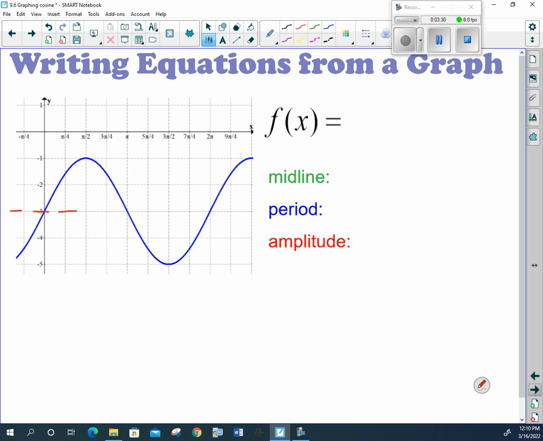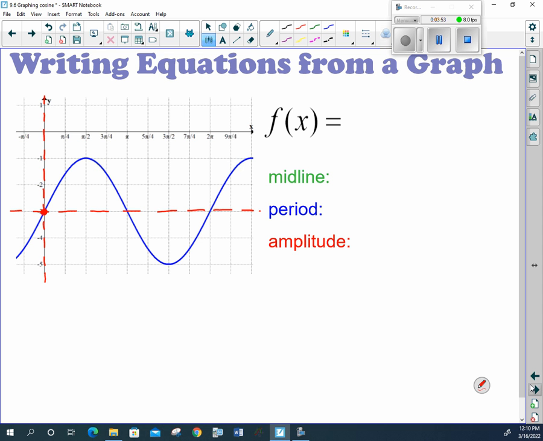So here's my midline. And then I always check the y-axis. Is one of those 5 key points that we're always graphing on the y-axis? It is. This one right here is on the midline and the y-axis. So I know a sine curve starts on the midline. So I'm going to write this as a sine curve.